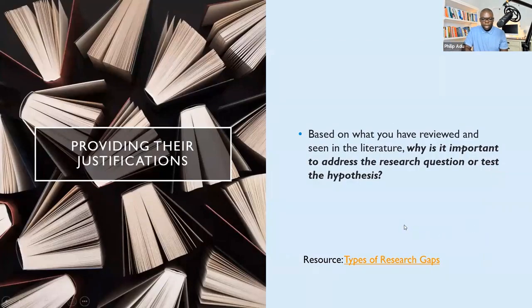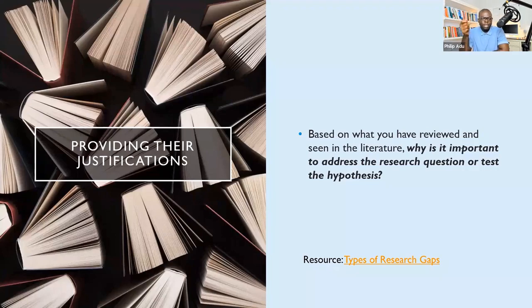The next one that I want to talk about is the justification. After you have stated your hypothesis or your research question, people want to know why it is important for you to address the questions or test this hypothesis. Normally, you can use the literature that you have reviewed, just to give a little summary and to give foundational knowledge or support to help people know that it's very important for you to address this question based on what research has been done.